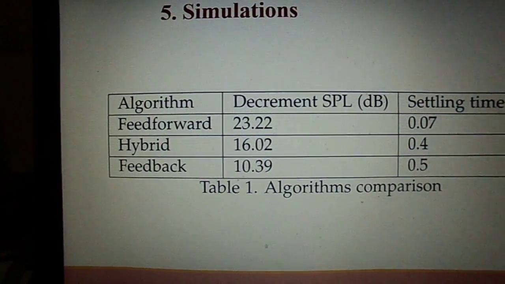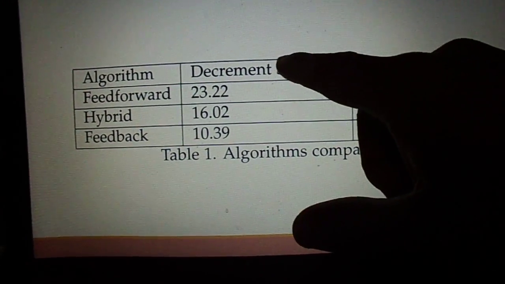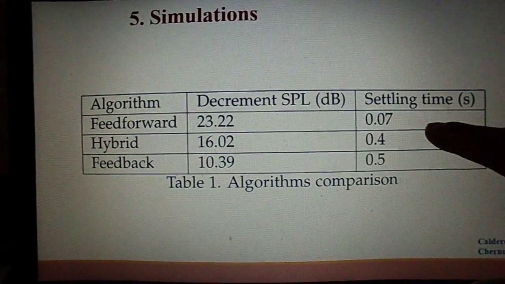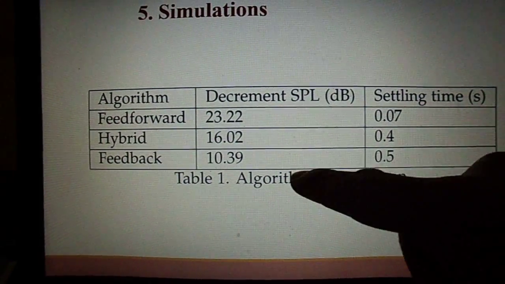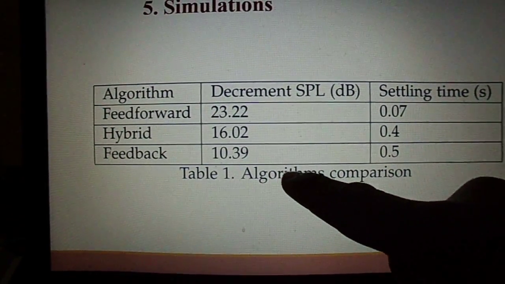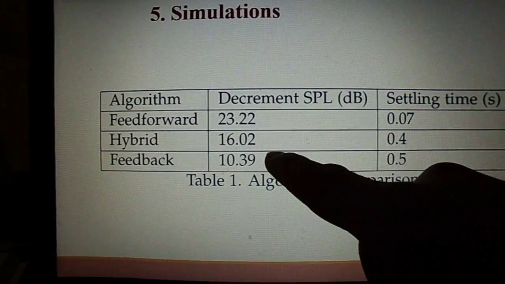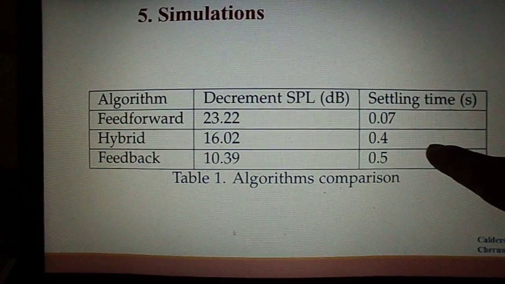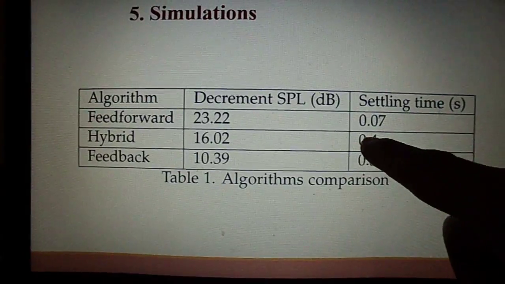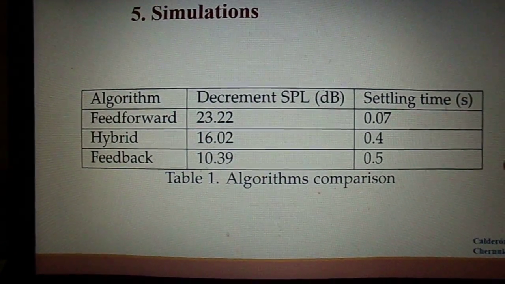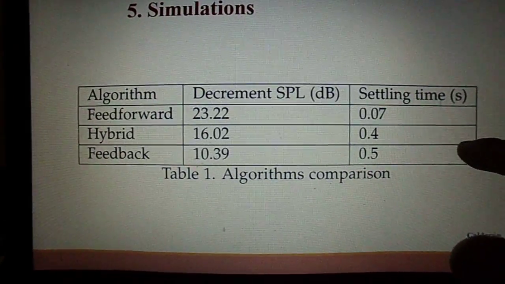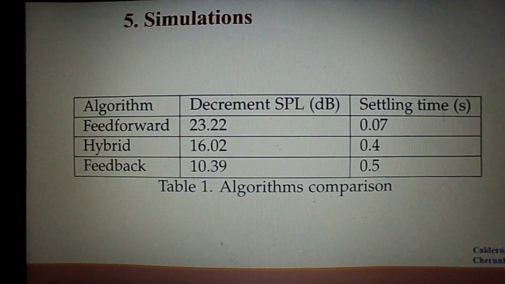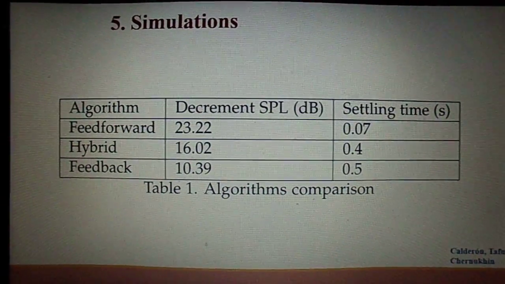And comparing in this table, the feed-forward algorithm's decrement by simulation was 23.22 decibels with 0.07 settling time, feedback was 10.39 and 0.5, and hybrid 16.02 decibels in decrement and 0.4 in settling time. As can be analyzed, hybrid has an average behavior. Nevertheless, it is suggested to use hybrid because this algorithm has a good response in rejecting external disturbance.